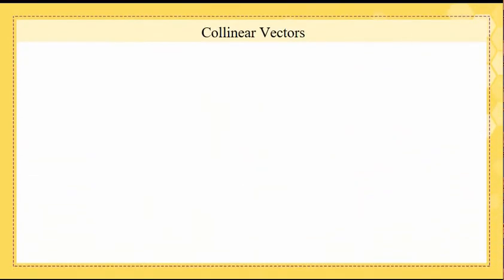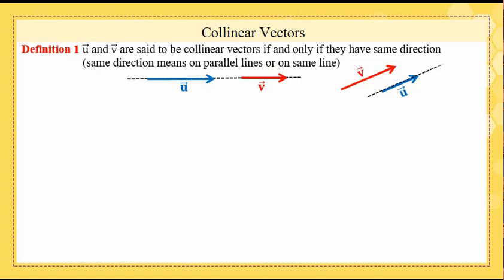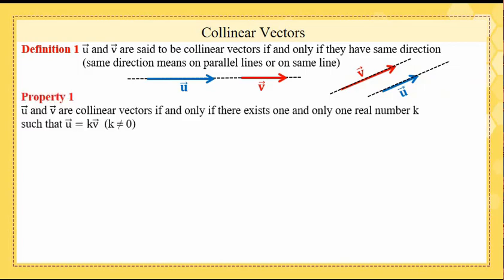Collinear vectors. Two vectors are said to be collinear if and only if they have the same direction. What do we mean by same direction? As we said before, same direction means that they are on the same line or on parallel lines, as shown in the figure. Here, u vector and v vector are on the same line, so they have the same direction. In this figure, here is v vector, here is u vector. They are on parallel lines, so they have the same direction.